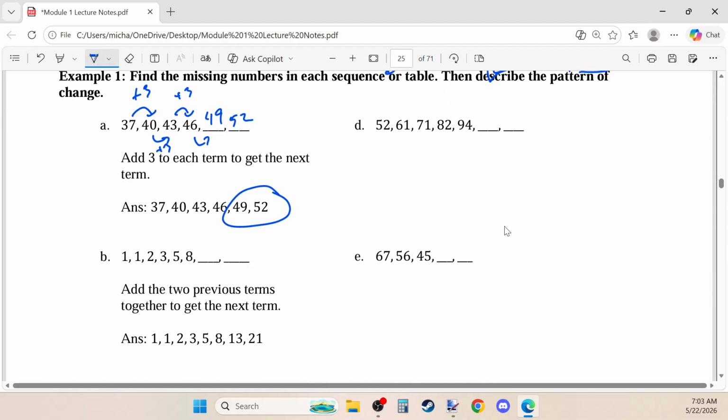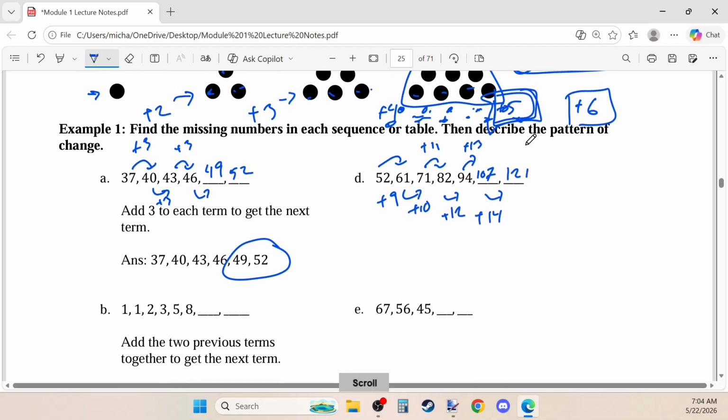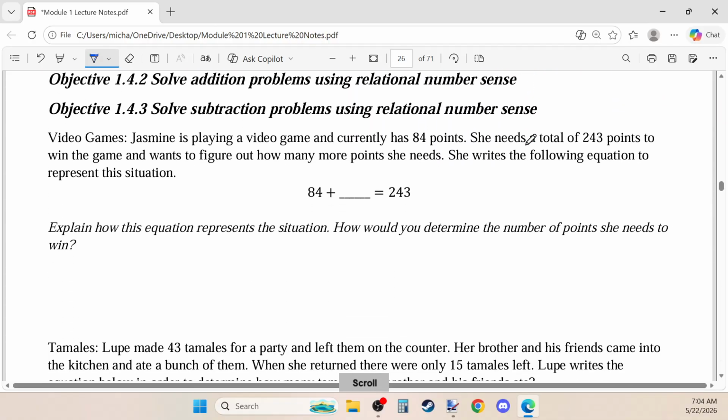Let's do one of these ones. Plus 9, plus 10, plus 11, plus 12. I'm continuing the pattern. Plus 13 is going to be 107. And the next one will be adding 14, which gives us 121. Okay.